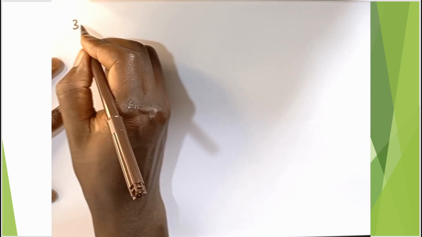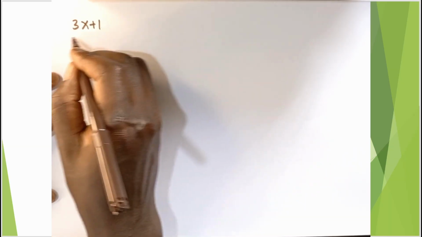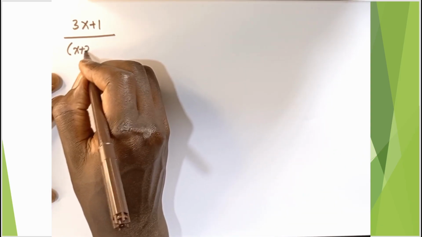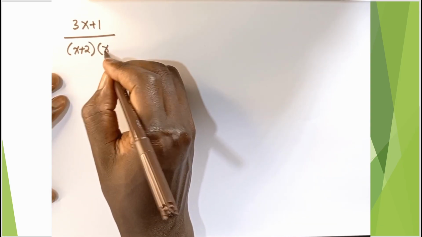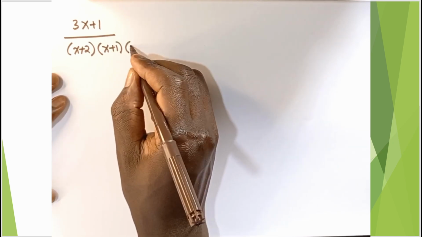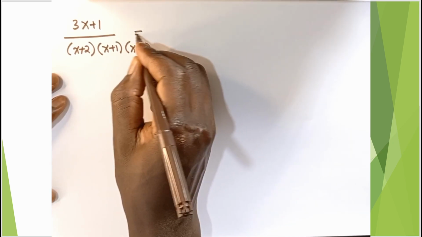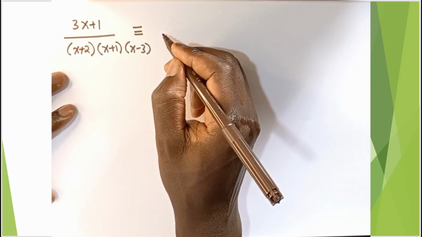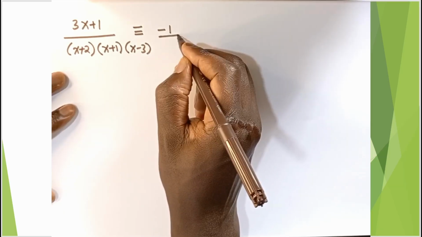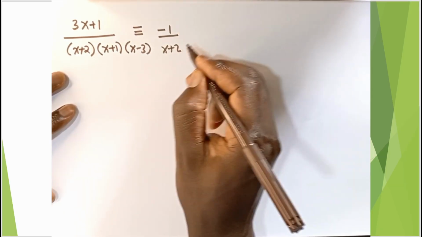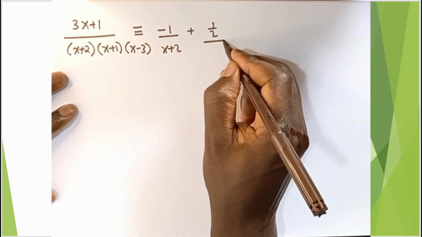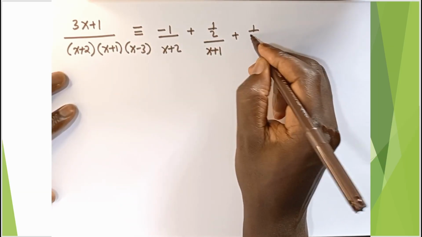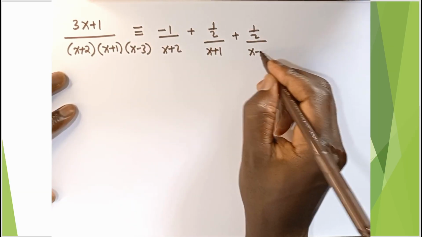So our 3x plus 1 out of x plus 2 into x plus 1 into x minus 3 will now be, a is negative 1, so we shall have negative 1 out of x plus 2, then plus a half out of x plus 1, then plus also a half out of x minus 3.